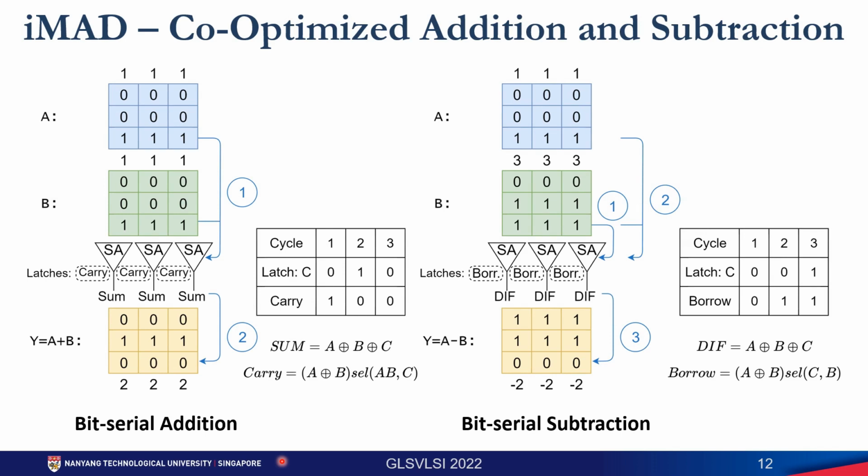Similarly, we conduct bit-by-bit subtraction. Because B is needed to generate the borrow, we read in B first, and then read in A and B together to calculate the diff and borrow. The diff is stored into the memory. The borrow is also stored in the latch C to be used as the borrow in the next cycle. This example shows that our accelerator can conduct signed integer arithmetics, and the computation is parallel among columns.